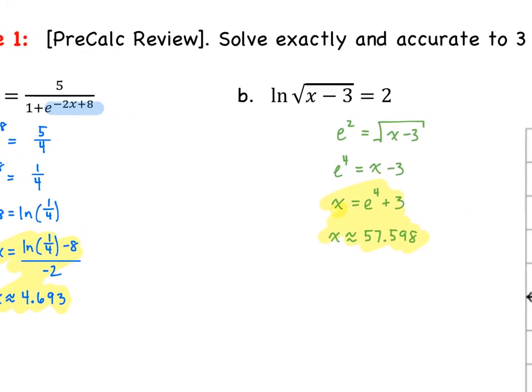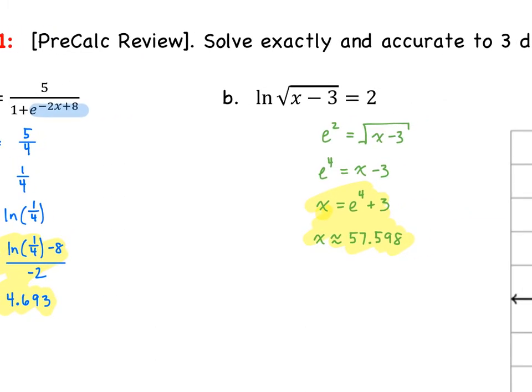Looking at part B, now we've got a log equation. So remember, natural log is really log base e. So we could say e to the second equals our argument, the square root of x minus 3. To get rid of that square root, we're going to square both sides, and that's where we get e to the 4th equals x minus 3. And then to get x by itself, we simply add 3. Throw it onto the calculator, and we get our answer.